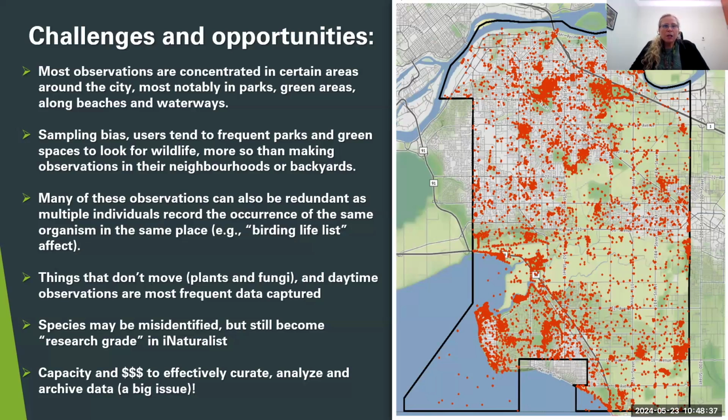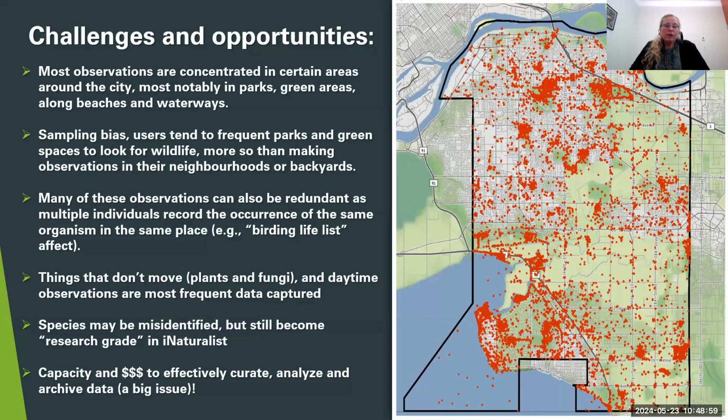Birds, probably our highest number of indicator species fall within the bird taxa, but the key issue is that birds are sometimes very easy or very difficult to get photographed. iNaturalist does allow for acoustic, so audio recordings, which is helpful. But we definitely see a bias in the data as to what people are capturing.